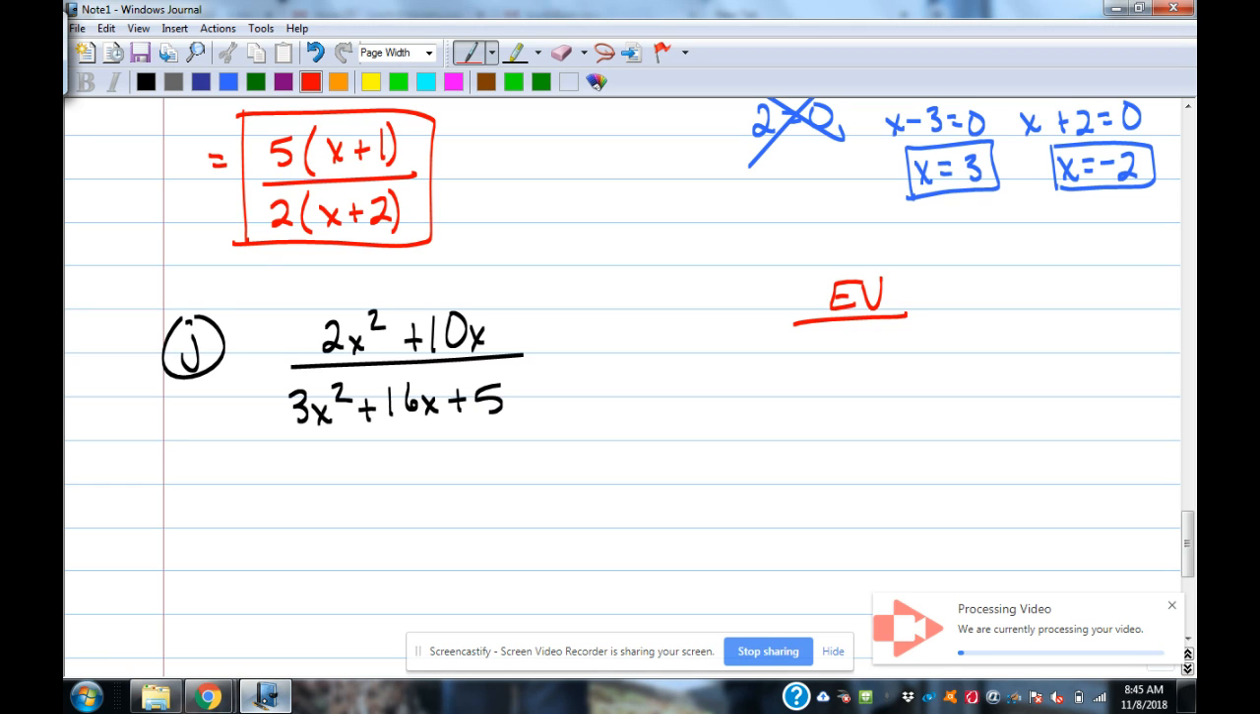Okay. So set the denominator equal to 0. 3x squared plus 16x plus 5. And then, if at all possible, use factoring to solve. Anytime you're finding excluded values, if at all possible, use factoring to solve.